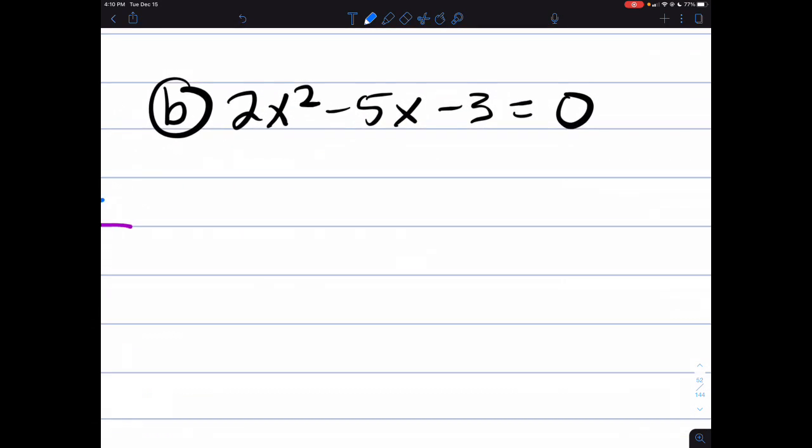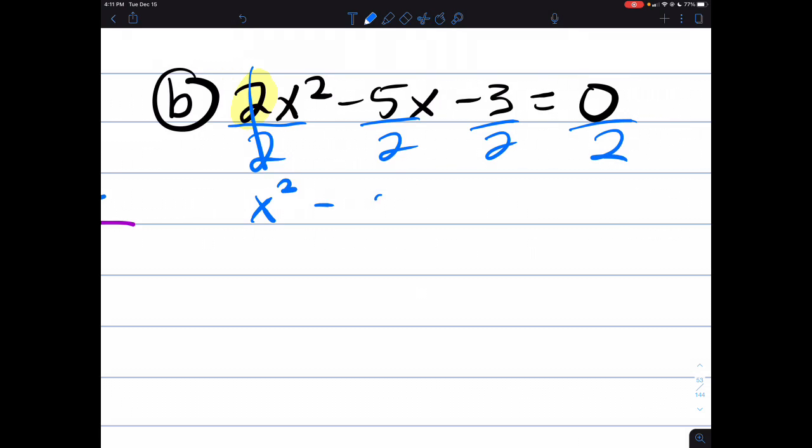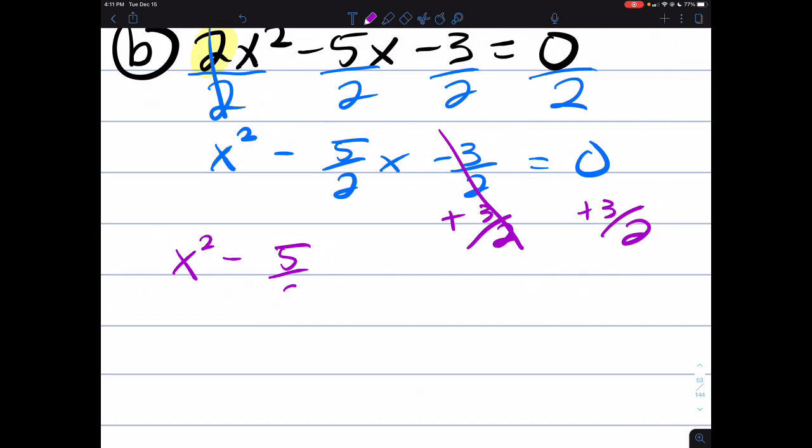All right, on B. Notice that a does not equal 1, so we need to go ahead and divide everything by that leading coefficient to force it to be 1. So I have x squared minus 5 halves x minus 3 halves equals 0. Let's move the old constant out of the way. And that leaves us with x squared minus 5 halves x.